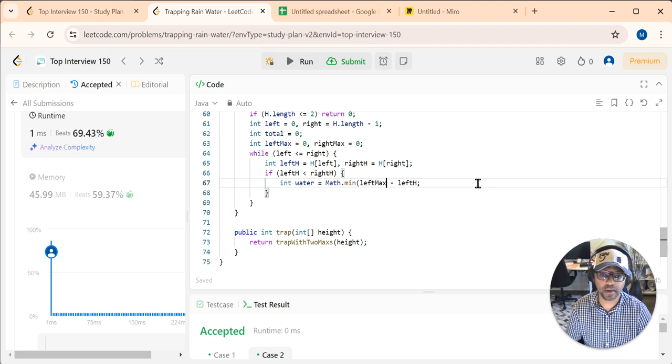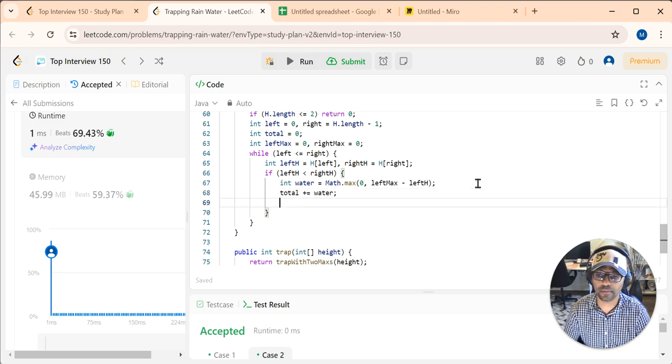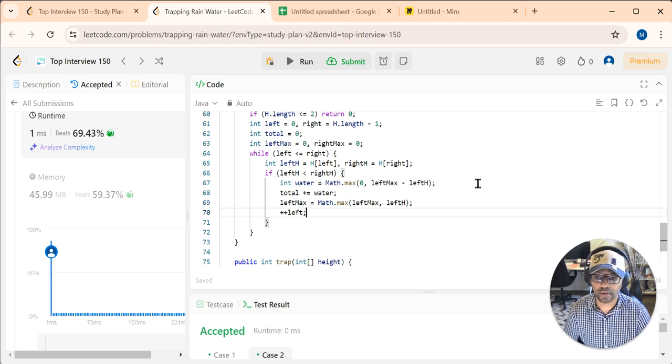And we do need to handle if that becomes 0, right? So Math.max of 0, comma, that. I mean, if that becomes negative, we want to make it 0. And we say total plus equals water, and we increment the left pointer. Actually, we also have to change our leftMax, right? So let's say leftMax equals Math.max of leftMax, comma, leftHeight. That's that. And then similarly in else, we pretty much do the same thing except the mirror image.